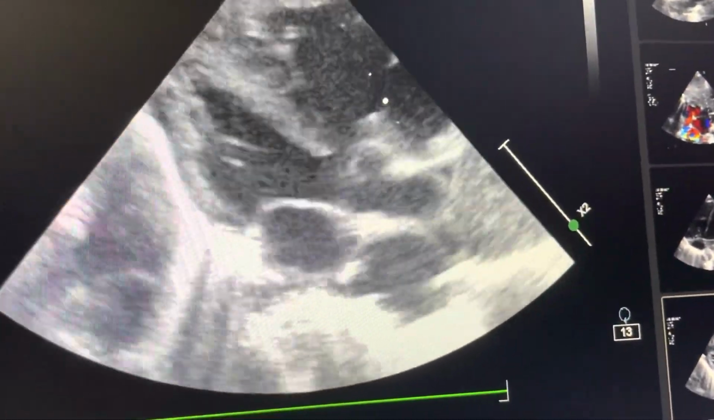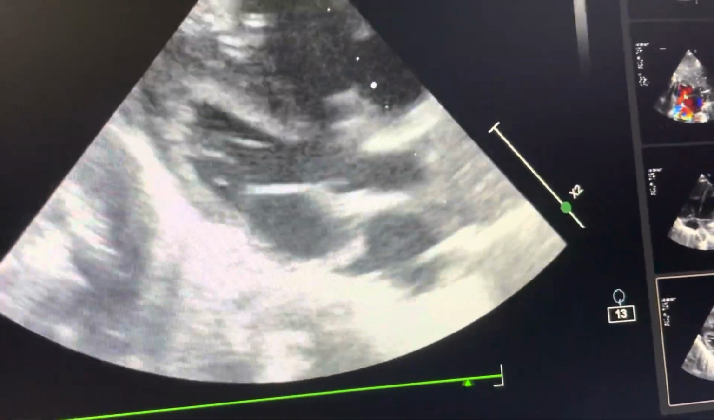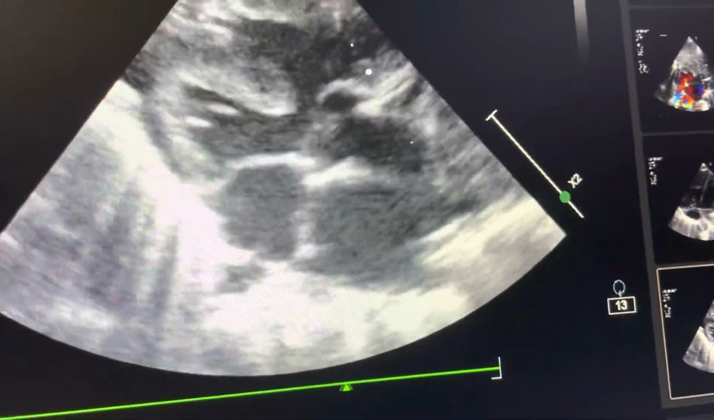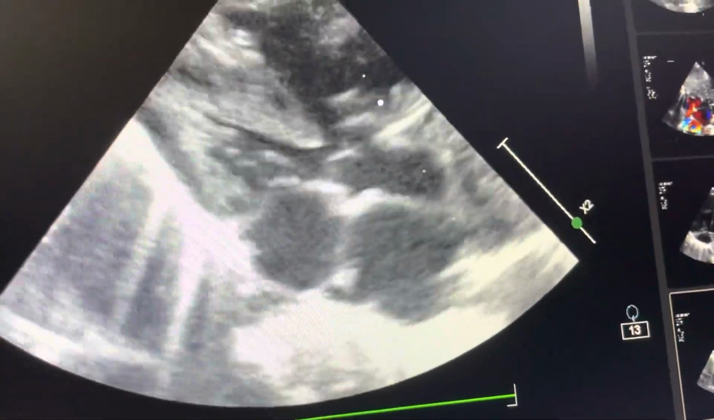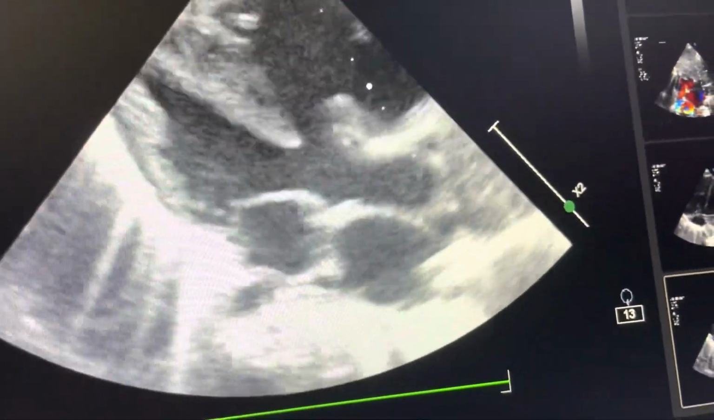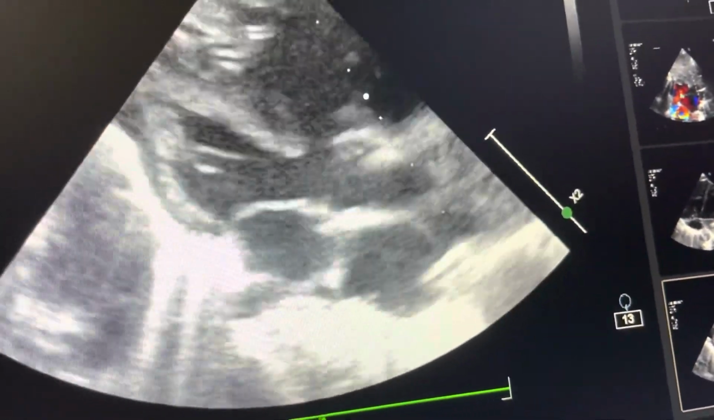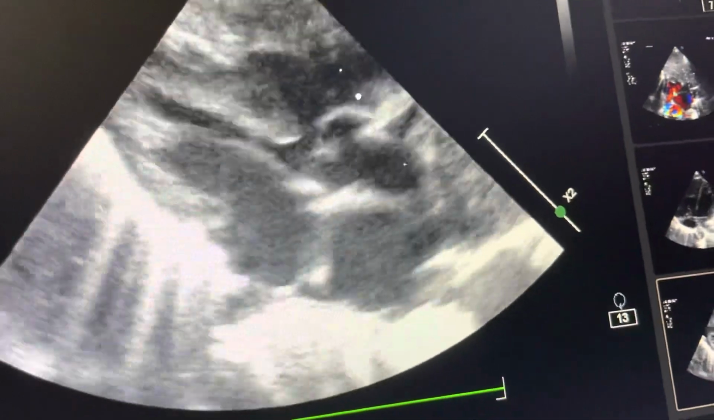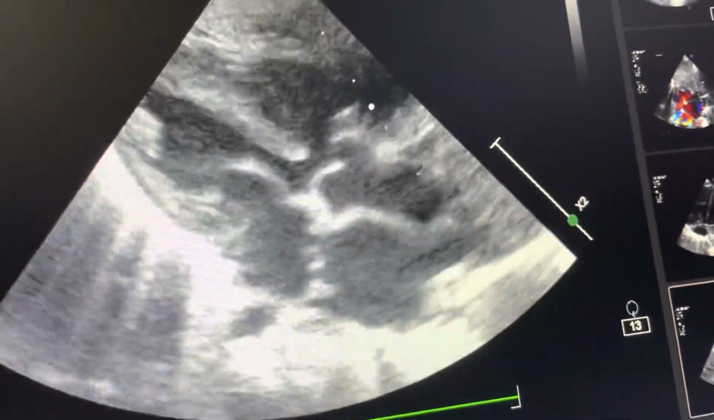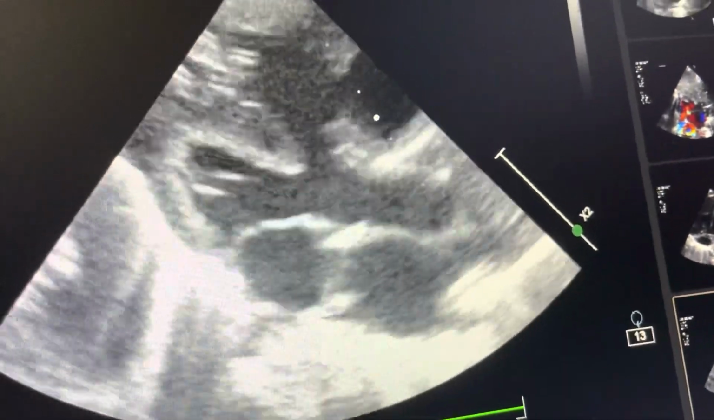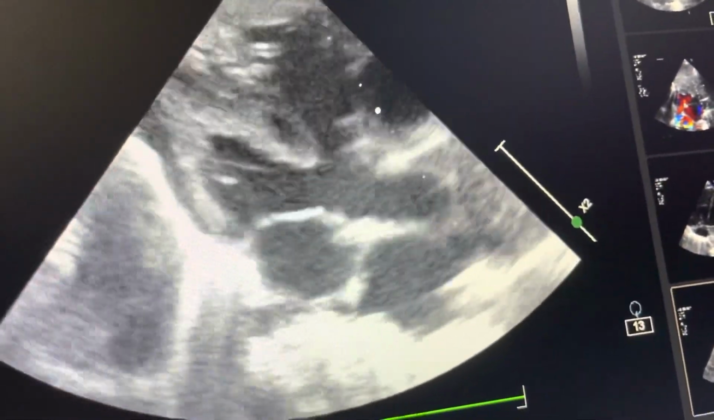Today I am discussing a case with TOF physiology. This is the case that you see: the ventricular septum is not intact, it is a subaortic VSD, or you say the aorta is riding over the interventricular septum, not touching, and there is a VSD.